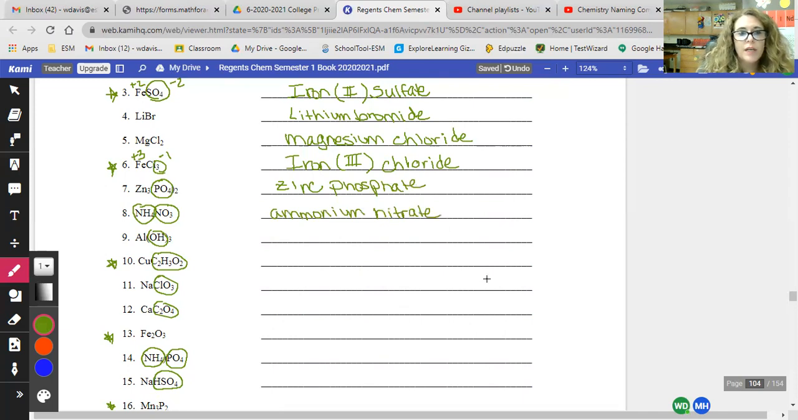So now I'm going to go here. Aluminum keeps its name. And I'm going to go to table E. I'm going to find the OH and copy down the name from table E, and that's hydroxide.